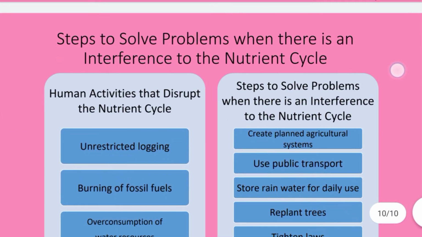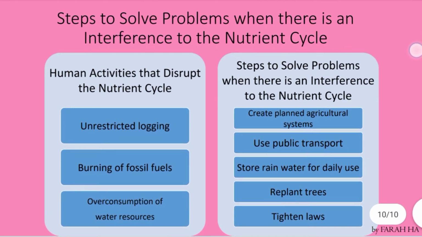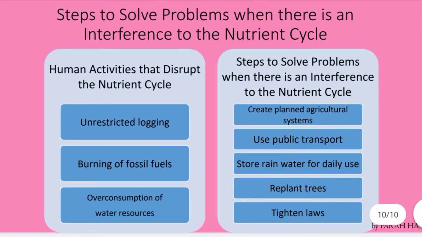So next are the steps to solve problems where there is an interference to the nutrient cycle. So human activity can disrupt the nutrient cycle. So examples of harmful activities that happen nowadays in our country and in the world are unrestricted logging, burning of fossil fuel, and overconsumption of water resources. So all these three can disrupt the nutrient cycle, which is the water cycle, oxygen cycle, and carbon dioxide cycle.